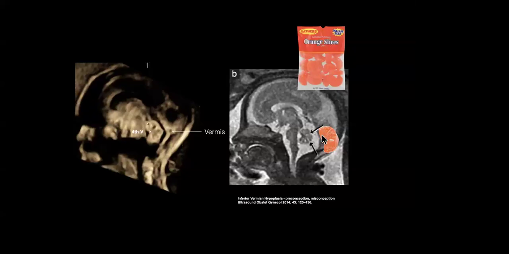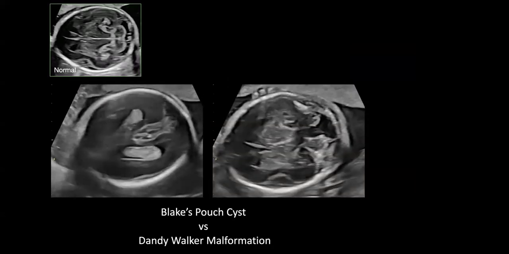Really bad for you, so don't eat it, but it kind of looks like these orange tangerine slices, and that's what it reminds me of, to really see the vermis, right? And this is a normal looking vermis that you could see here. And here's just an example case here.